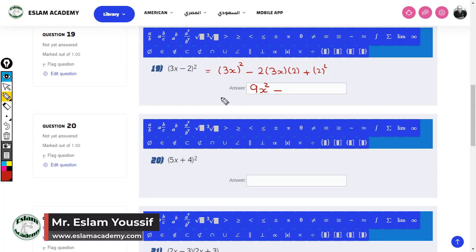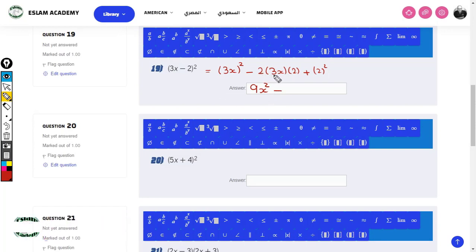Now put the sign of the middle. 2 multiplied by 3 equals 6, multiplied by 2 equals 12. So it will be 12x. Plus, in all of the questions, the sign of the third term must be positive. 2 to the power 2 equals 4.